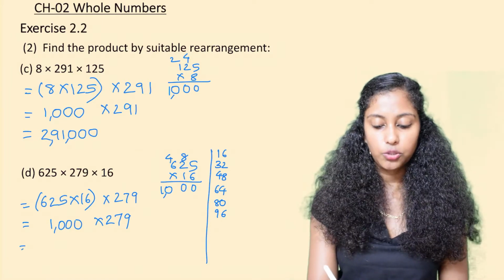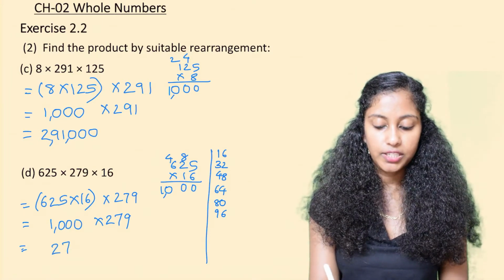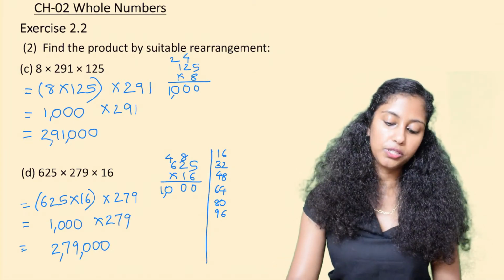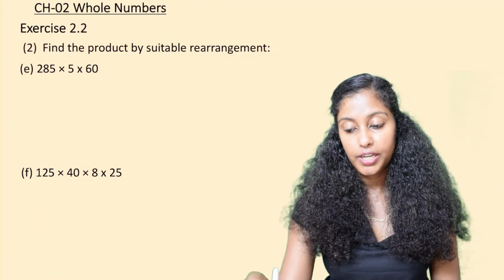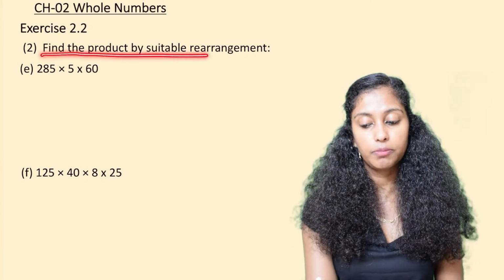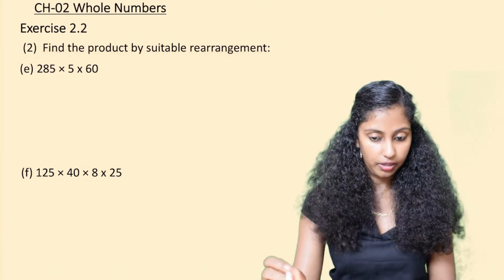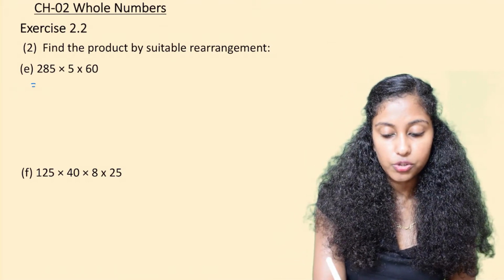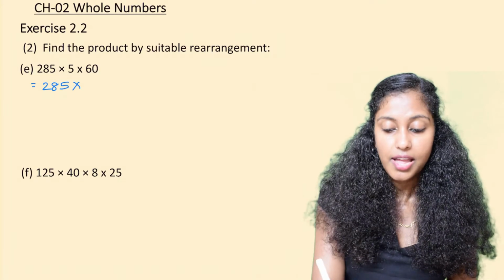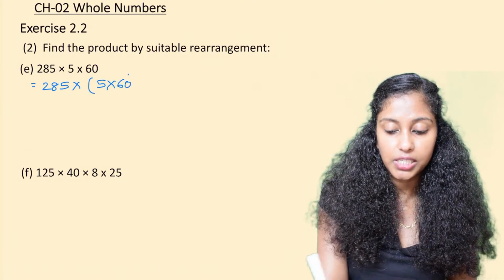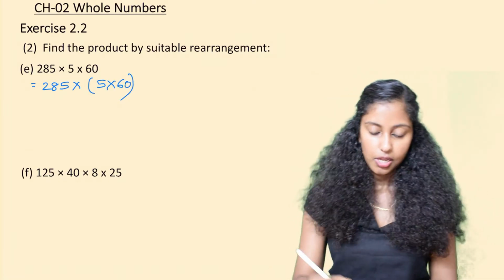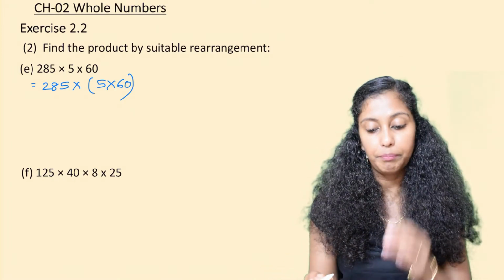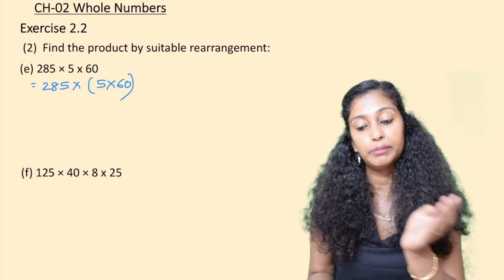So when we multiply 279 by 1, we get 279, by the property of identity of multiplication, and then the triple zeros we copy the same. Now in the next question they have given us: find the product by suitable rearrangement. Again we use the property of associativity. What we do is 285 we write as it is, 5 multiplied by 60 we take in one bracket, because 5 and zero will ultimately give us 0, and that is easier as compared to the multiplication of 285 multiplied by 60.